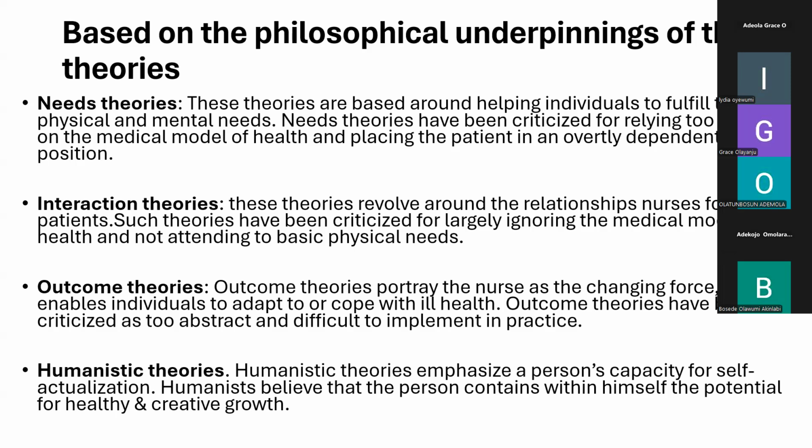Now, let's go to humanistic theory that emphasizes the capacity for self-actualization, that tells the nurse to believe that the person has the potential for health and creative growth. So self-actualization, you are dealing with a human person. You are not dealing with an animal that is just a passive participant. You are dealing with somebody who has the right to interact, has the right to make decisions, has the right to self-actualization. Example of theories in this category.